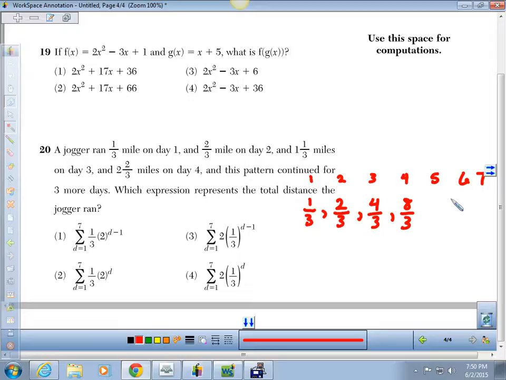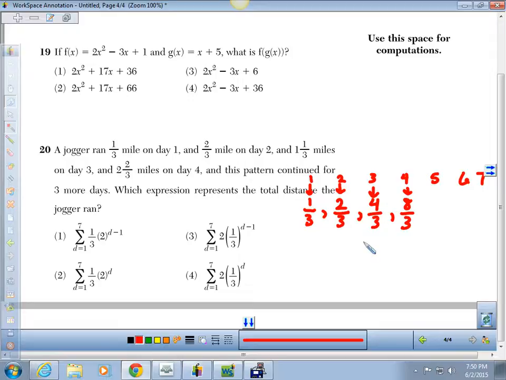Which expression represents the total distance the jogger ran? Okay. Notice what is consistent about every single one of these. All 4 of my choices, what's consistent? From 1 to 7. Okay, so is there anything we can eliminate from 1 to 7? No, this is day 1 to day 7, and then we've got to figure out how many miles we got. Now, this is just a guess and check problem here, folks. I need to plug in 1. And when I plug in 1, I need to get what? When I plug in 2, I need to get 2/3. When I plug in 3, I need to get 4/3. When I plug in 4, I need to get 8/3.